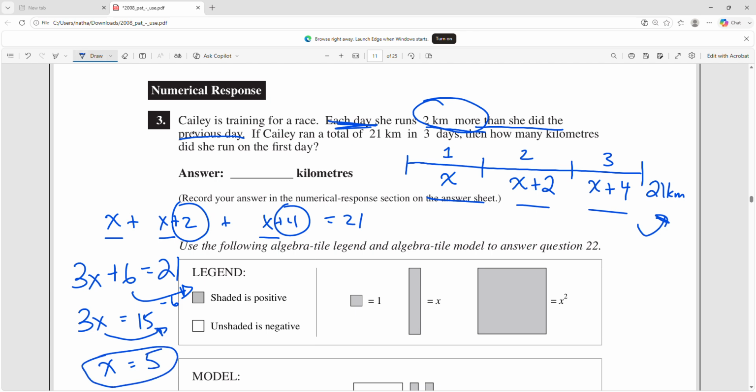Okay, so she ran 5 kilometers on the first day. It said how much did she run on the first day? X is the amount she ran on the first day, so she ran 5 kilometers on the first day. And we can even just check that and tally that up. If she ran 5 on this day, she ran 2 more on that day, 2 more on that day. Does that add up to 21? 5 plus 7 is 12. 12 plus 9 is indeed 21. Okay, so we know we're good.